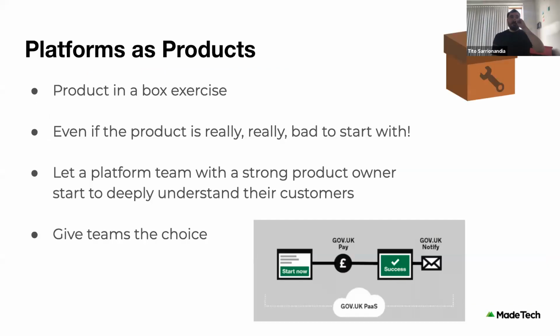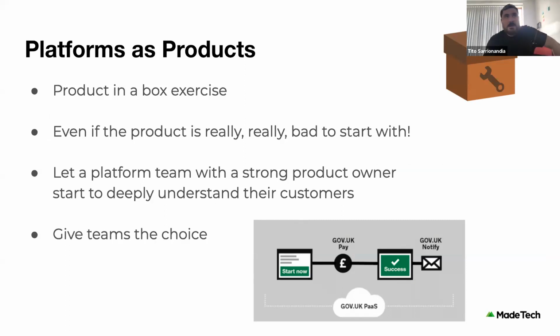There are some good ways to do this. So the product in a box exercise is a really useful way of helping people get their heads around this stuff. So literally, you know, hand out some cardboard boxes and get people to draw on them and say, well, if this platform, if this was a product, how would you describe it, right? So start writing on the box, what does it do? What doesn't it do? In what sort of circumstances might you use it? Why is it valuable to use?